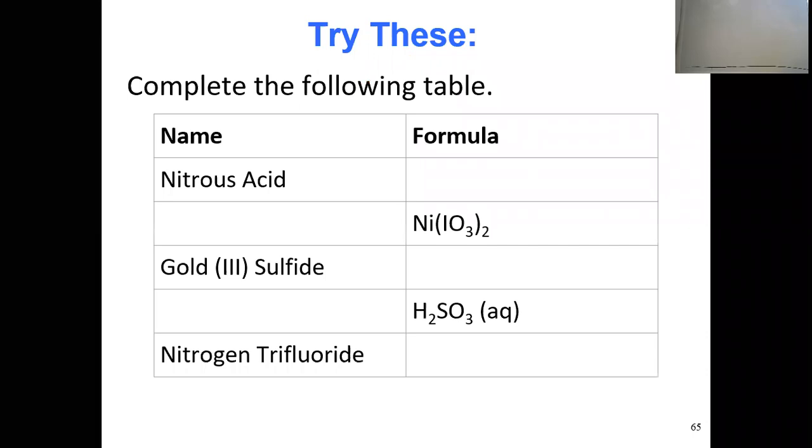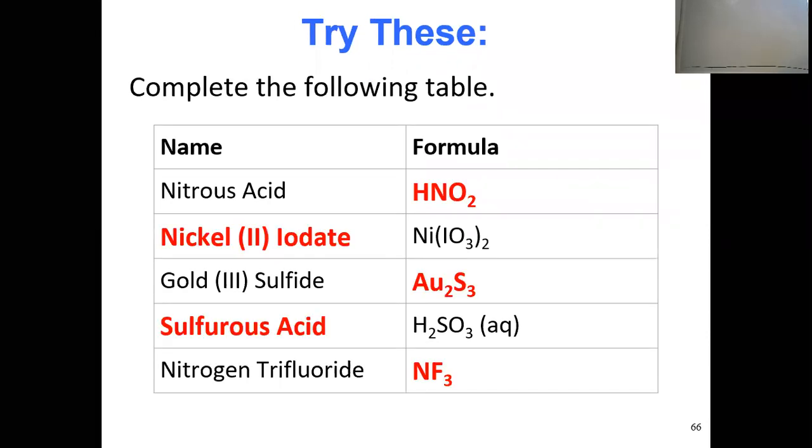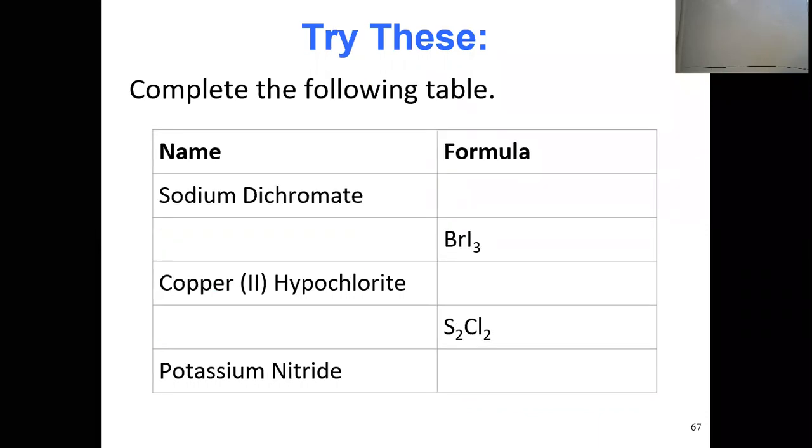Okay, pause it right here. Take some time to fill out this table. I'm going to put up the answers, but I would like you to try them on your own before you look. Note any that are giving you trouble. Okay, now we're combining everything in these sections. Same thing over here, we're combining everything. We've got a mix of all types of naming going on here. So pause this, try these out. And when you're ready, you can move on.